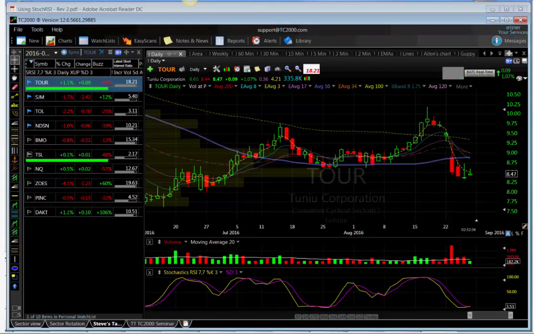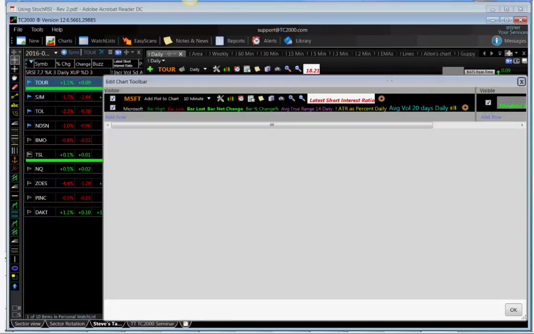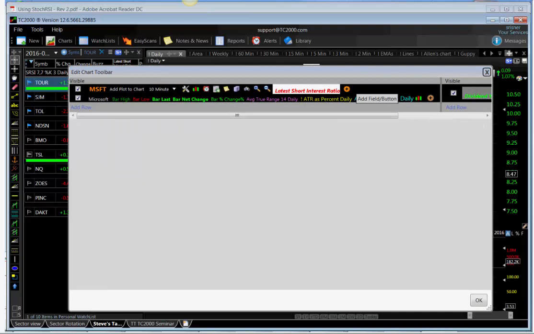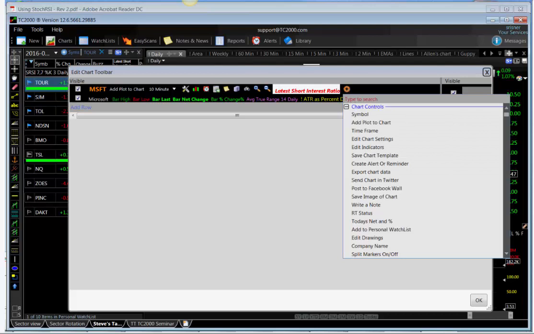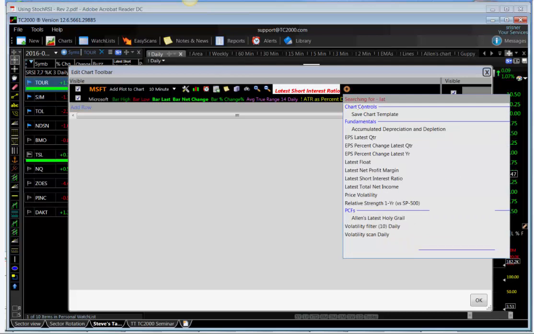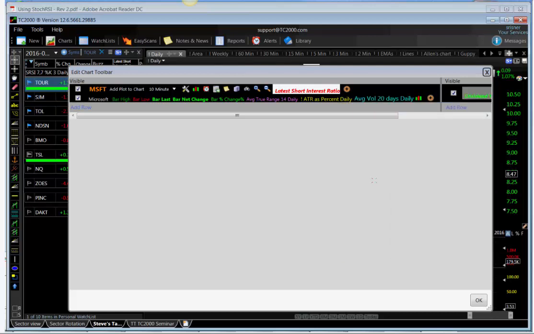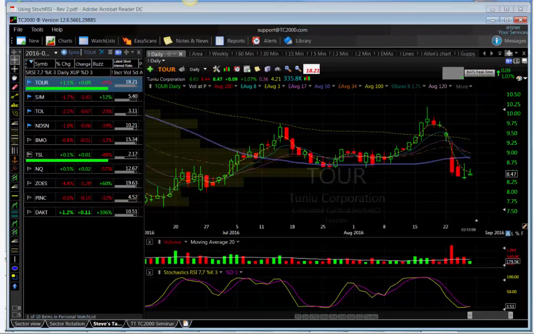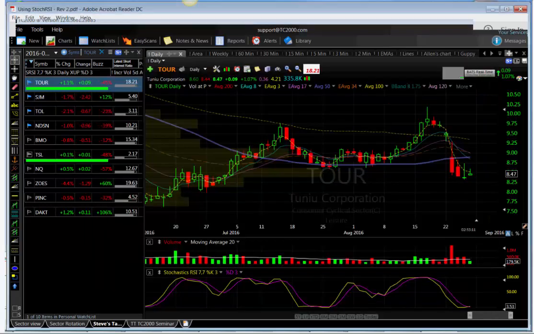Put your mouse in a blank spot up on the toolbar area. Right click. Get a pop-up, edit toolbar. Click on add field, the plus button. Then I put it on the top line, and type the word LAT, latest, short interest ratio. Click on that and it'll show up. Okay? I'm not going to add another one. Let's go back to the presentation again.